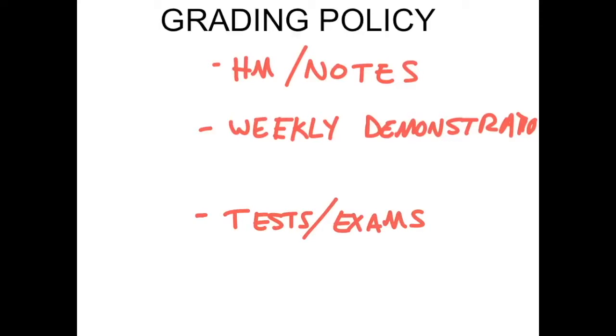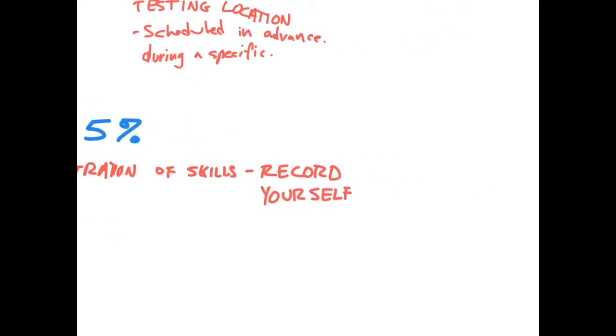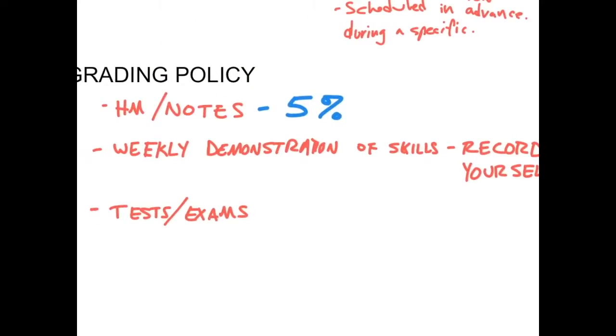Within each of these, your homework and your notes account for 5% of your grade. This is weighted. The weekly demonstration of skills, when you record yourself, is a whopping 35%. Tests and exams are going to be 65%. Or no, 60%, sorry.